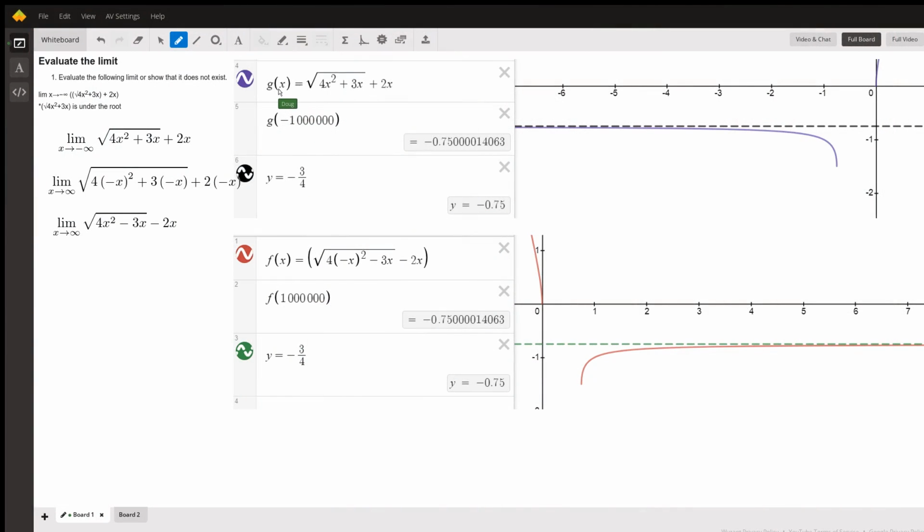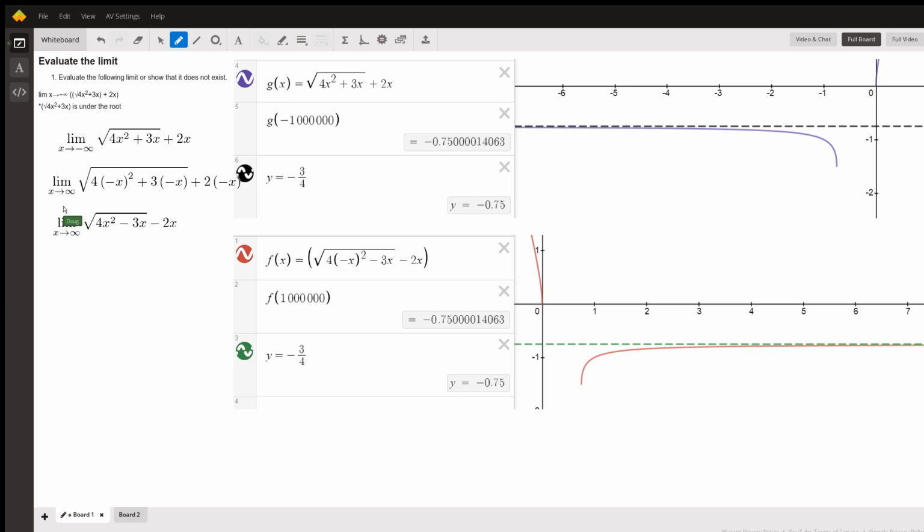Okay, over here to the right, I have defined g of x as the function that we're trying to find the limit of as x approaches negative infinity. And we can see from the graph on the right, and the fact that g of negative 1 million is about negative 0.750001, that the graph approaches y equals negative 3/4 as a horizontal asymptote. The limit is probably negative 0.75.